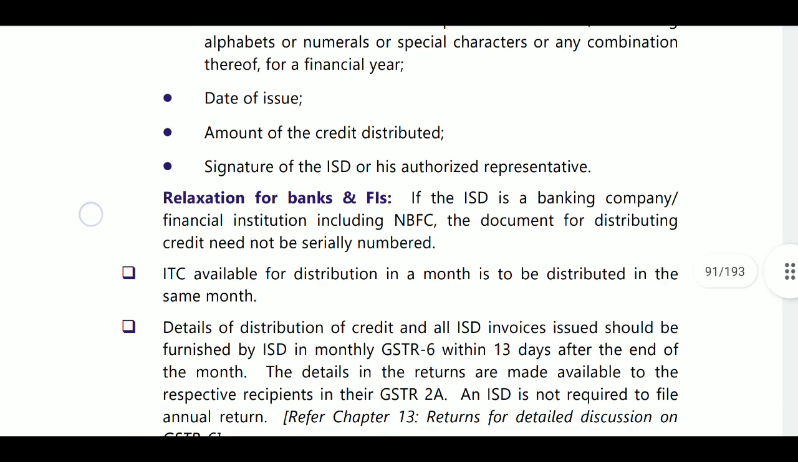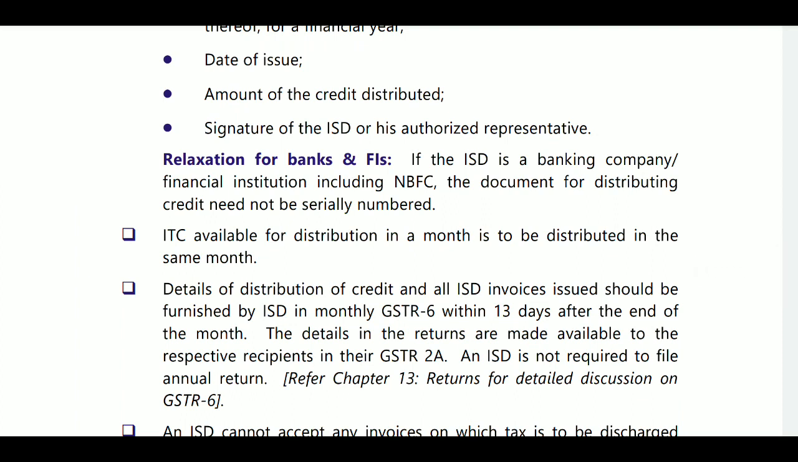Next, ITC available for distribution in a month is to be distributed in the same month. If the amount relates to this month, it will be distributed in this month only. If there is any pending amount from last year or a previous year, that will not be distributed for now.